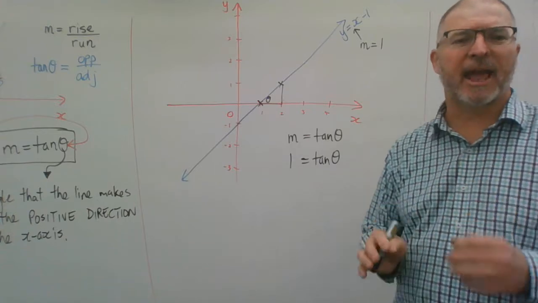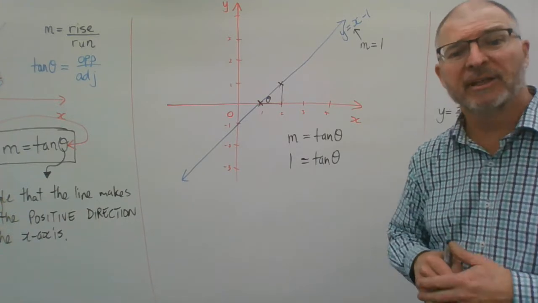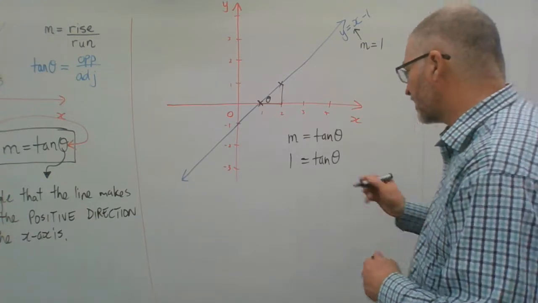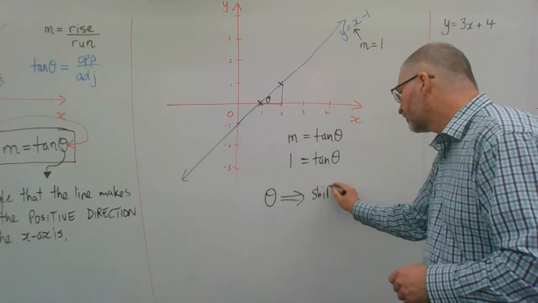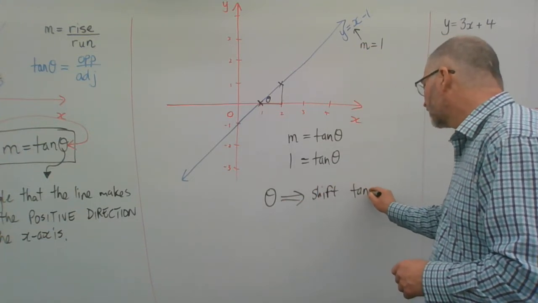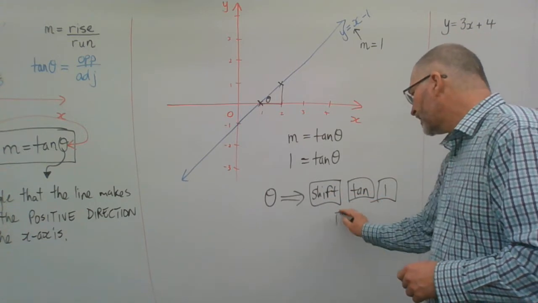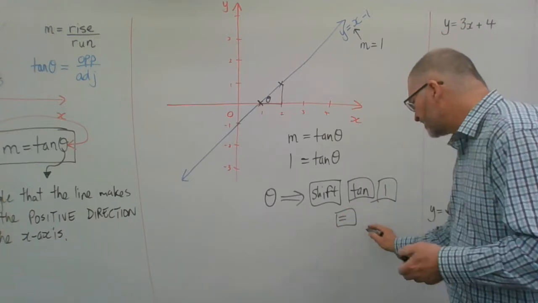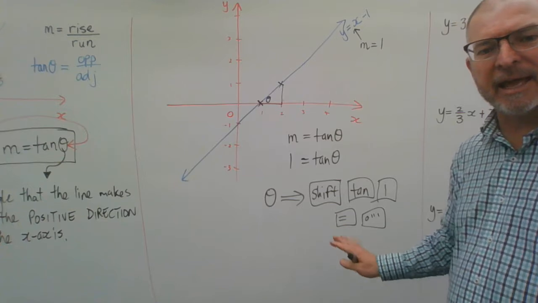If you're asked to find an angle, we know from the trigonometry topic that you've got to press shift. In this case, shift tan of 1 will give you the answer, right? To find theta, we go shift tan of 1. We press equals. Sometimes, if you want it in degrees, minutes, seconds, sometimes you've got to press this as well. But that will get us the answer.